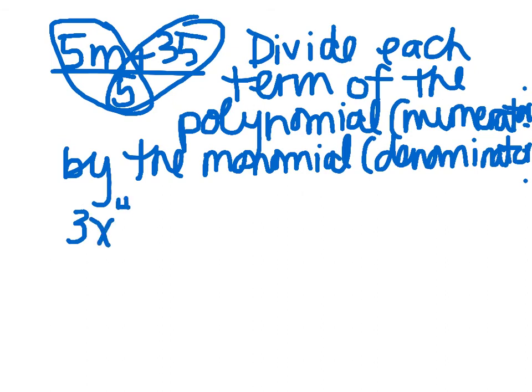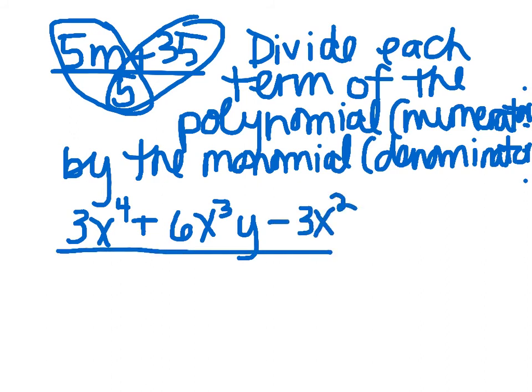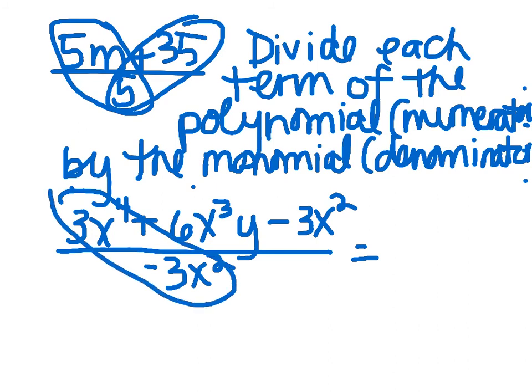If I say 3x to the 4th plus 6x to the 3rd y minus 3x squared, and I want to divide it by negative 3x squared, I could rewrite it with each of these terms as a separate fraction: 3x to the 4th over negative 3x squared, 6x to the 3rd y over negative 3x squared, negative 3x squared over negative 3x squared. But personally, I think in the end, it makes sense to just think 3x to the 4th divided by negative 3x squared is negative 1x to the 2nd, because in division I'm subtracting my exponents and they go where the exponent was bigger.